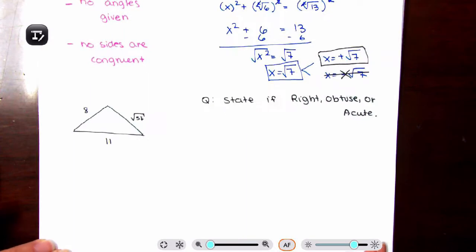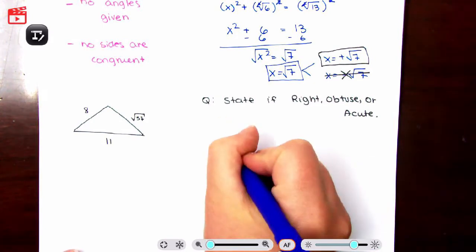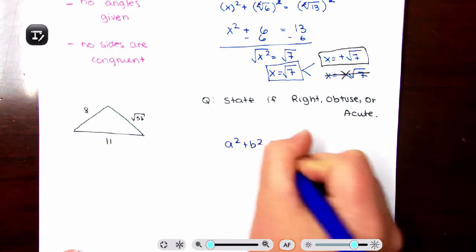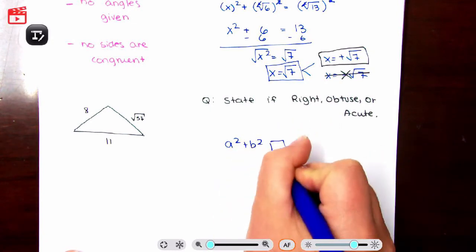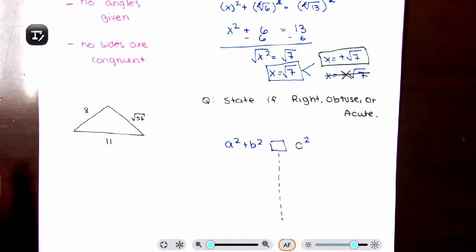Question number 2 is asking us to state if this triangle is a right, obtuse, or an acute triangle. So in order to do that, you're going to set this up as if it were a Pythagorean theorem, which it is potentially not. We are saying a squared plus b squared. I'm going to put a box here because we don't know what goes in here, and c squared. I'm going to do a dotted line. We have to check which one's your longest side.